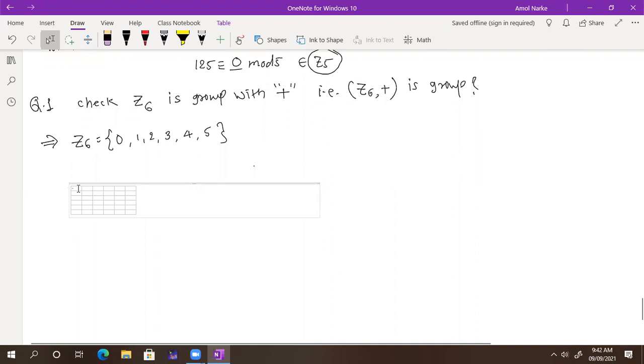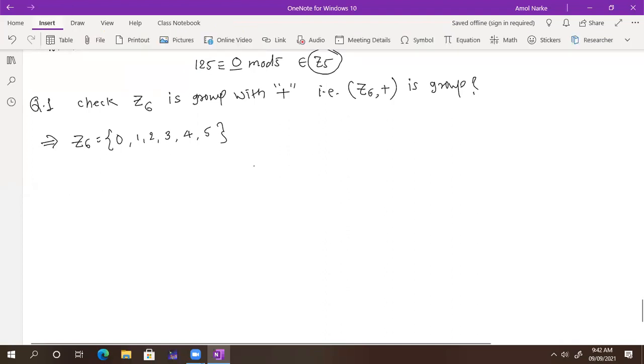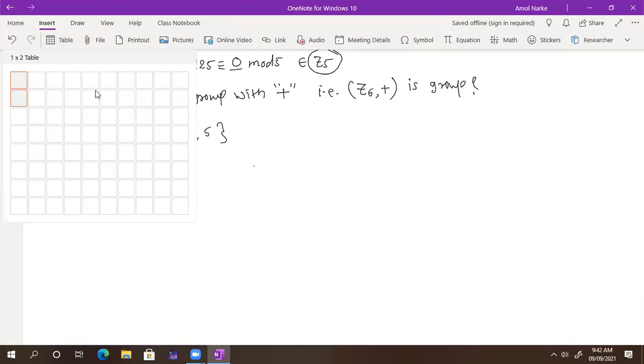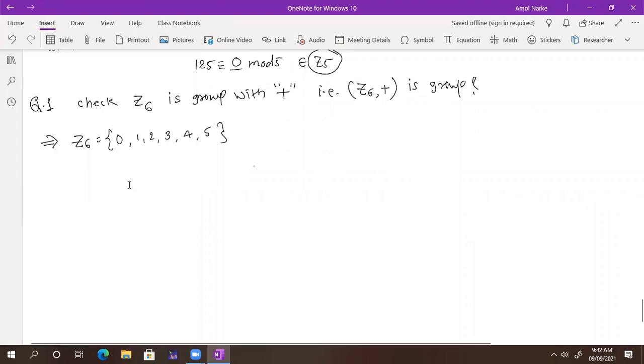So you have to write the elements on top as well as vertically, and then multiply them, or we need to make a table. Firstly, we need to make a function table. So first I just try to draw a good table. We require a 7 by 7 table. Okay, now I need to increase that table.